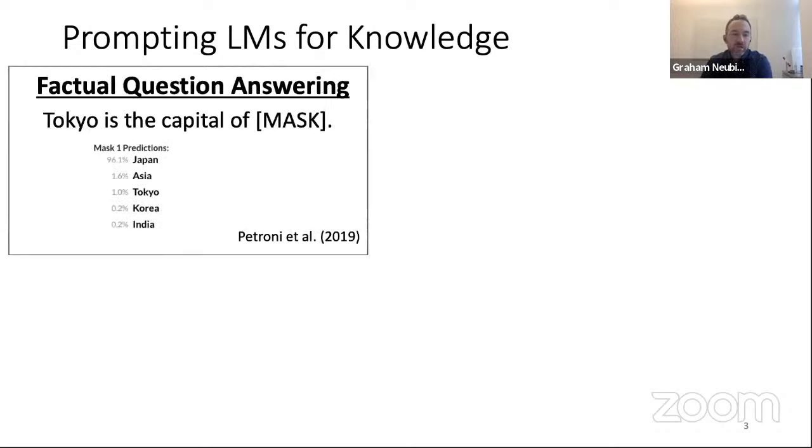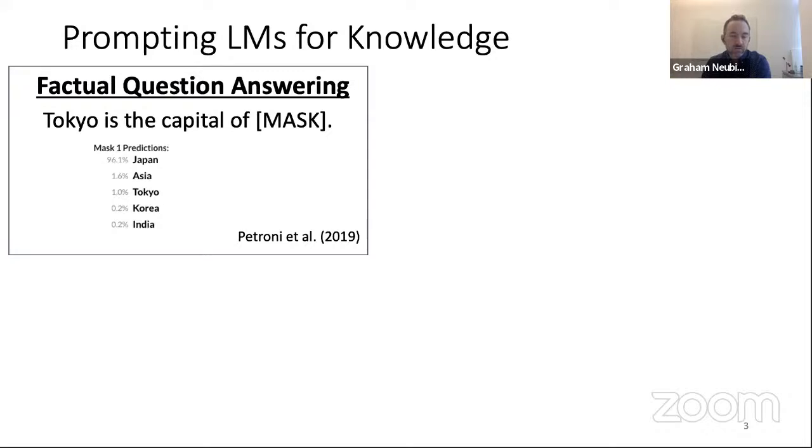So basically, there's been a lot of interesting work on prompting LMs for knowledge. One example of this is by Petroni et al., the famous LAMA benchmark, where they do factual question answering by taking a sentence about a fact, like "Tokyo is the capital of [MASK]," and then trying to fill in the blank. And interestingly, a well-trained language model like BERT can actually predict Japan with 96% accuracy, or 96% probability.